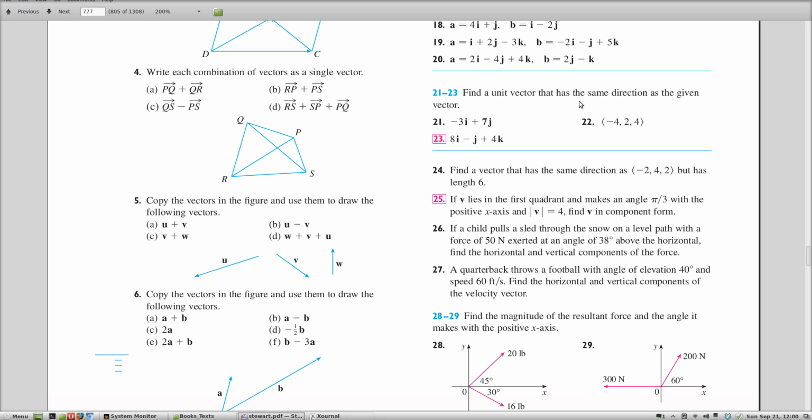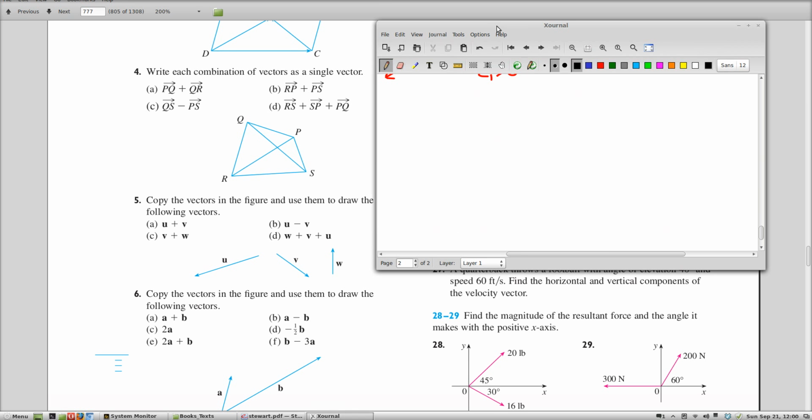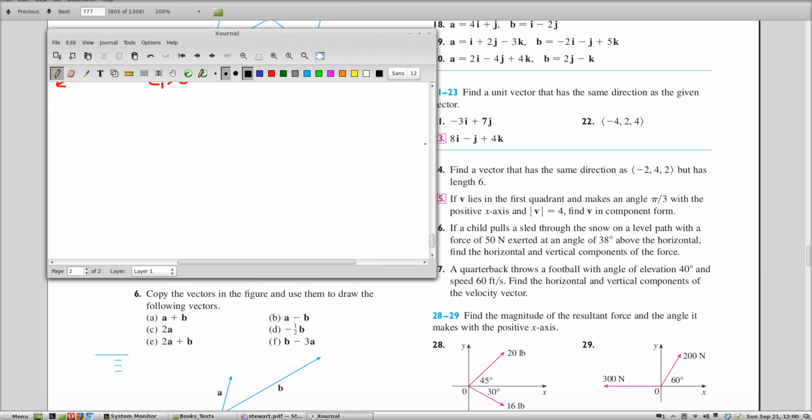Find a unit vector that has the same direction as the given vector. This is two things that we have not talked about yet in 21 through 23. One is what is a unit vector, and another one is that notation that they're using with i, j, and k and stuff. So that, to me, makes this problem worthwhile.